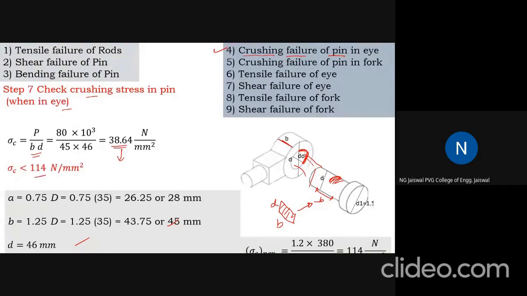Permissible is given by sigma c. Sigma c is mentioned here also at the bottom. This one is permissible, and that's why 38.64 is less than 114. That is permissible crushing or compressive stress, and that's why the selection or calculation so far is correct.